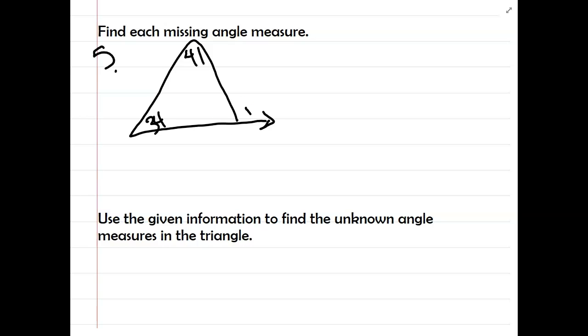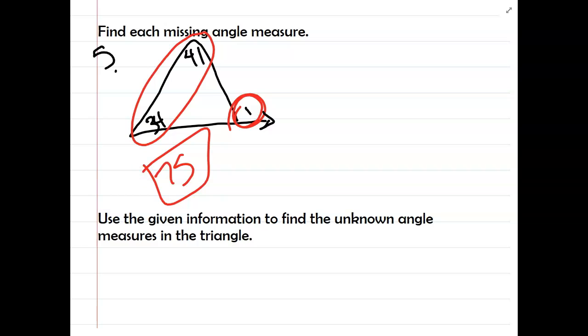Remember, to find the exterior angle, this equals the sum of the two remote interior. To find angle 1, you just add those together. 34 plus 41 gives you 75. That's all you have to do. The exterior angle equals the sum of the remote interior angles. Let's do one more of those.